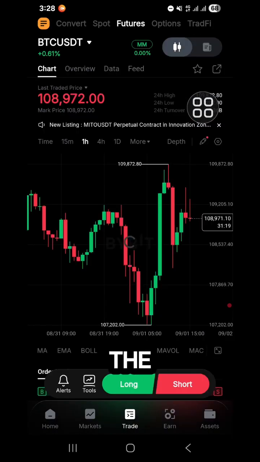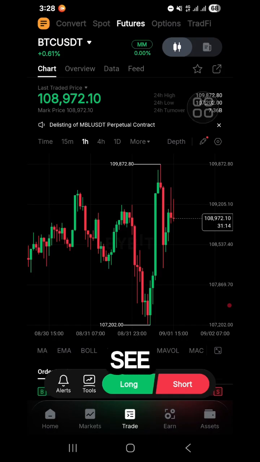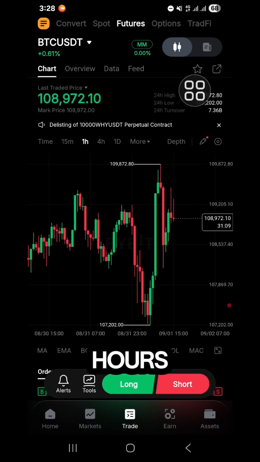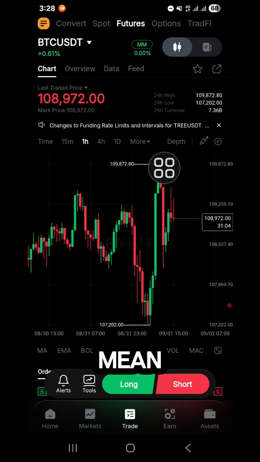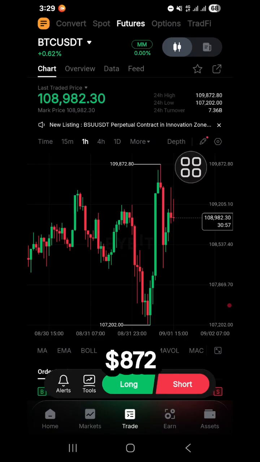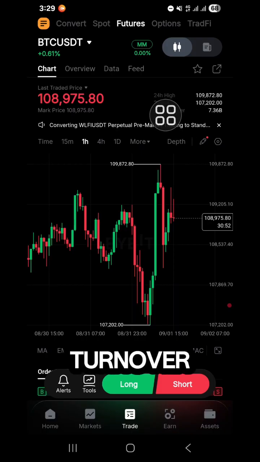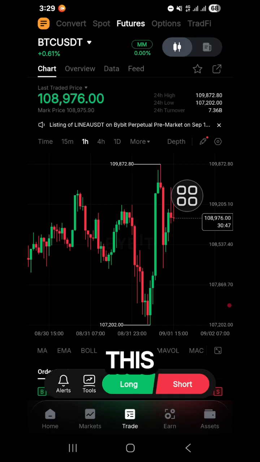So I come to this place on the chart button. On the chart part, I get to see the chart and get to see what the coin has done. In this place, you get to see 24 hours high, 24 hours low, 24 hours turnover. 24 hours high means the highest price that Bitcoin has gotten to in the last 24 hours, which is about $109,872. 24 hours low is the lowest price that Bitcoin has gotten to. 24 hours turnover is the amount that people have spent in trading this particular coin in the last 24 hours.